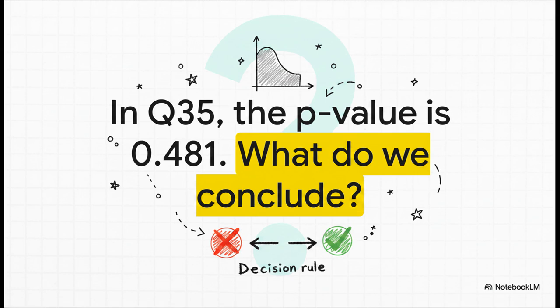Okay, let's apply that rule right now. In question 35, they tell you the p-value is 0.481. So, what's the call? What do we conclude? Just take a second and think it through based on that rule we just laid out.